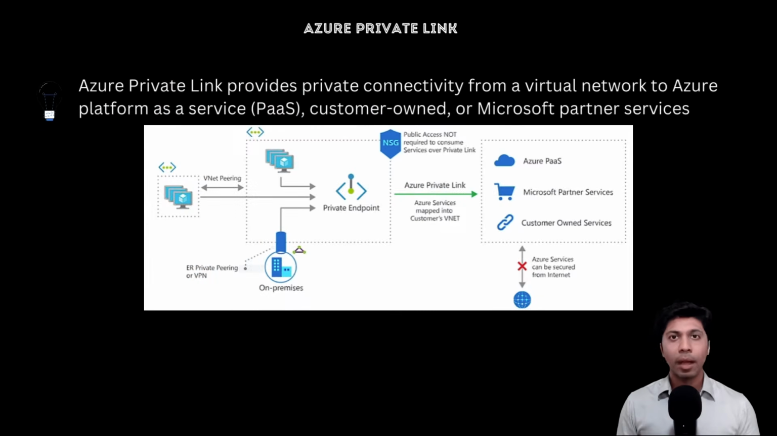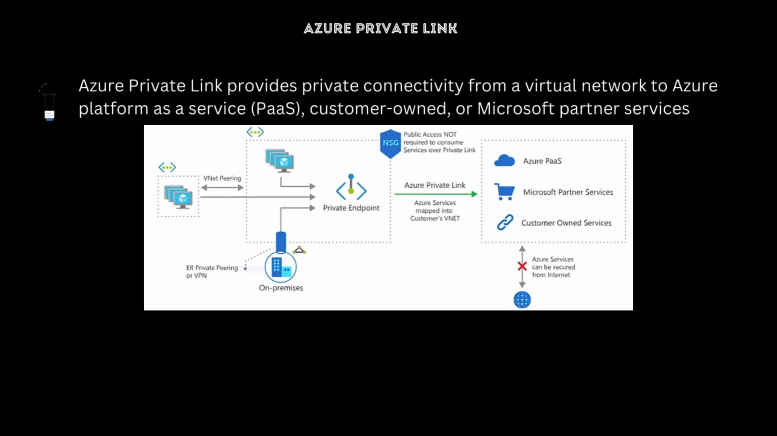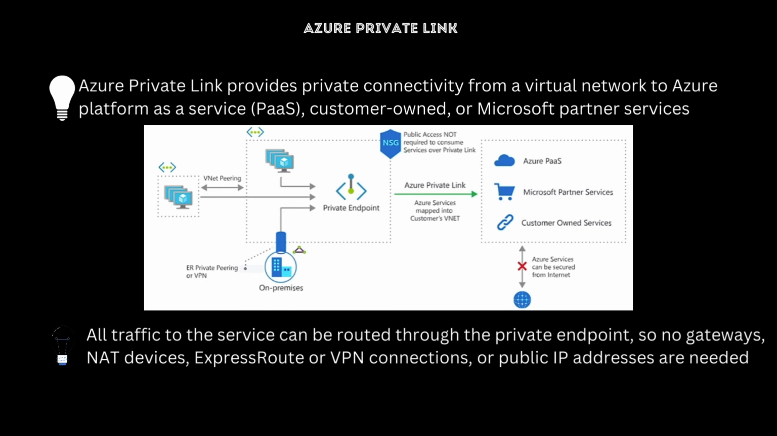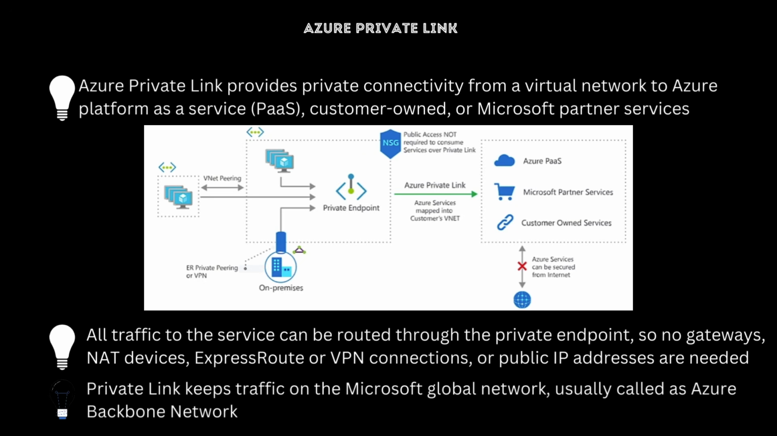Let's continue. Azure Private Link provides private connectivity from a virtual network to Azure PaaS service, customer-owned service, or Microsoft partner service. As you can see in the diagram, we are connecting to the Azure PaaS service using the private link and using the service's private endpoint to connect. And no public access is required. All the traffic to the service can be routed through the private endpoint. So no gateways, NAT devices, ExpressRoute, VPN connection, or public IP is required. Private link keeps the traffic on the Microsoft global network, usually called Azure Backbone Network.